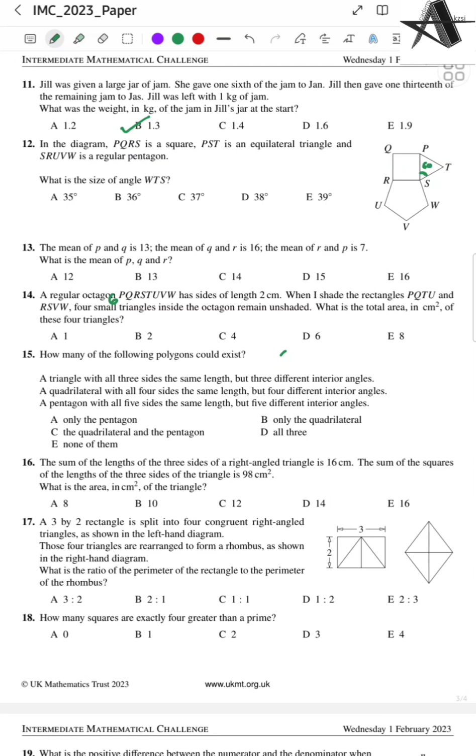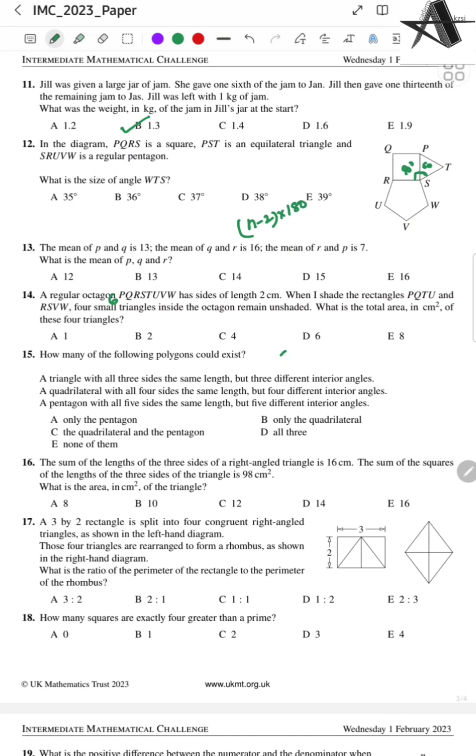Next is the square, and we know all the sides are equal and all the angles of a square are 90 degrees. So this is 90. A pentagon: there is a formula to calculate the sum of the interior angles of a pentagon or of any polygon, which is n minus 2 into 180.